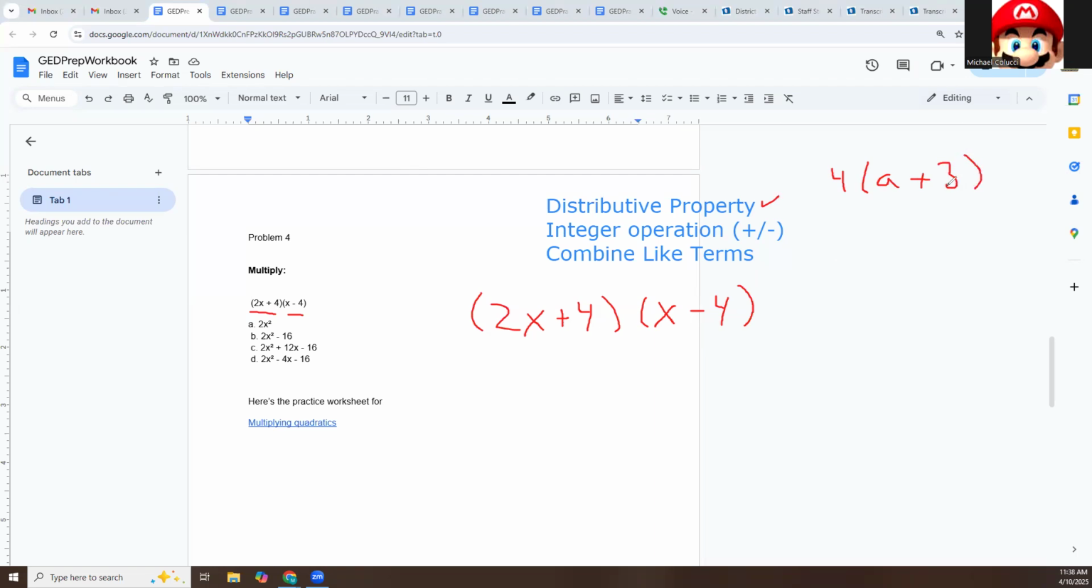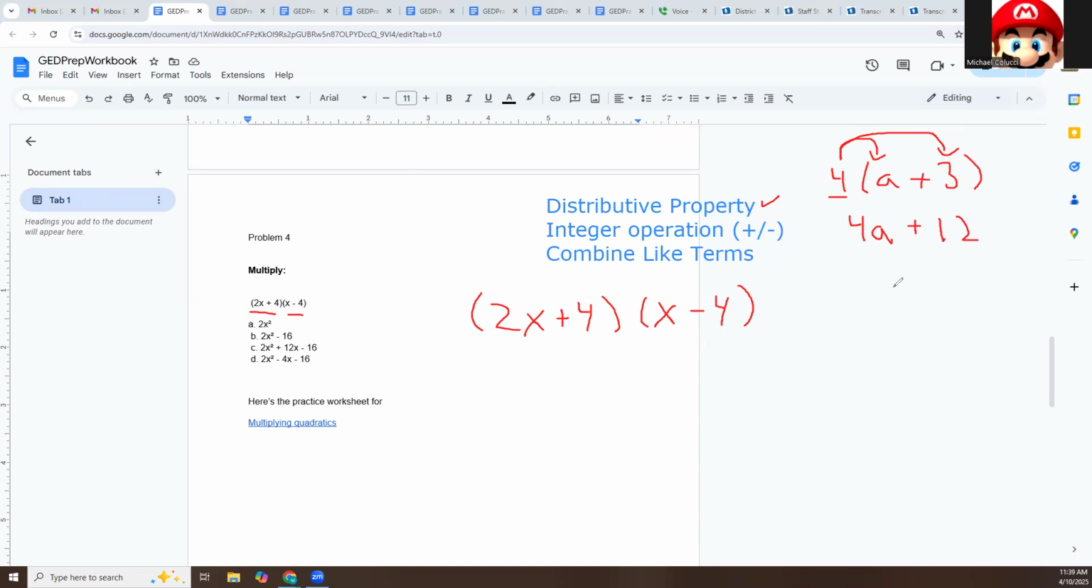Where there's one term on the outside and then a quantity to the right. And I distribute the 4 here. So I end up with 4 times A. And I distribute the 4 to the 3. And I end up with plus 12. Again, I can't do that with this problem because there are 2 terms in this first parentheses. I'm multiplying a quantity by a quantity.